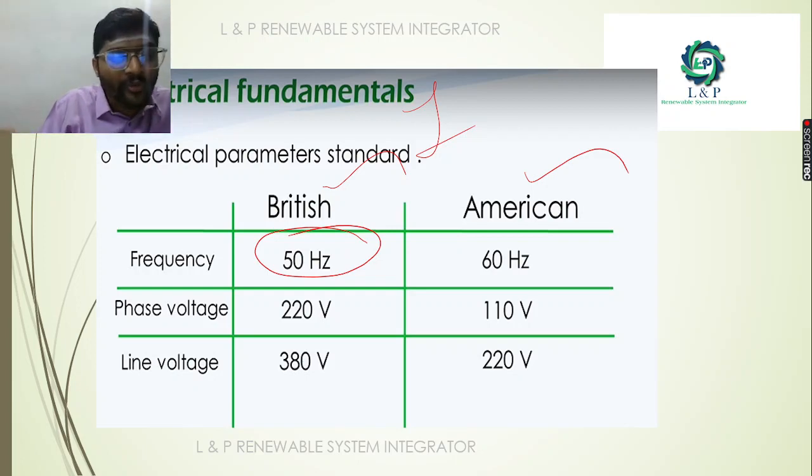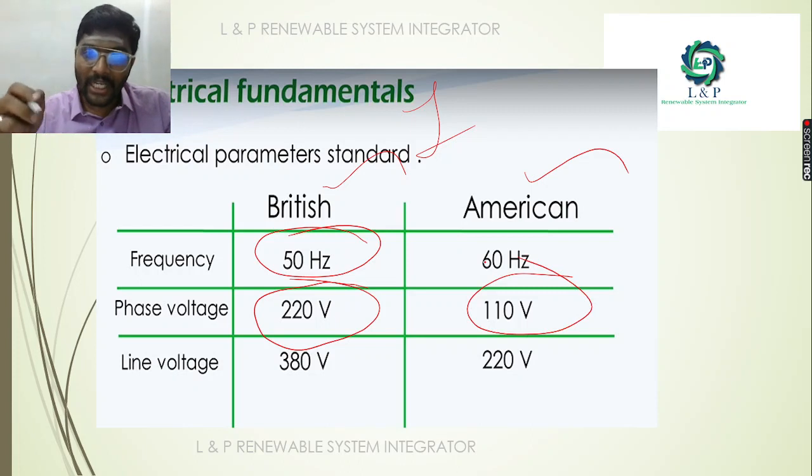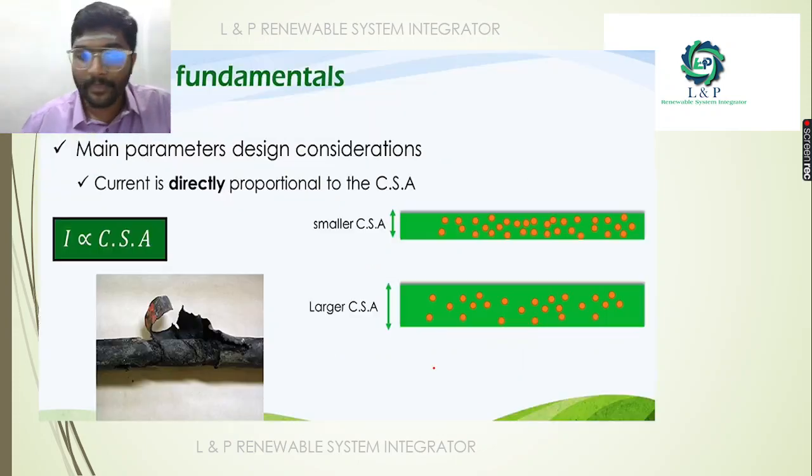And for voltage, normally if it's single phase, we go with 220 volt, and in the American standard it will be 110 volt. And if you are going for a line voltage, in case of star connection or delta connection, it is going to be 380 volt, and in the American standard it will be 220 volt.